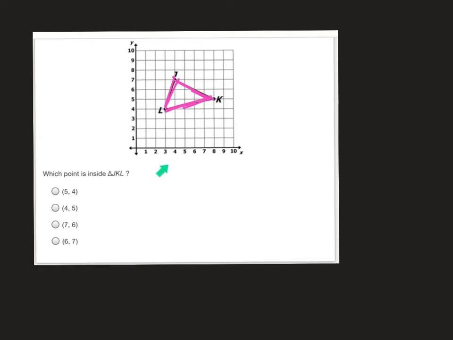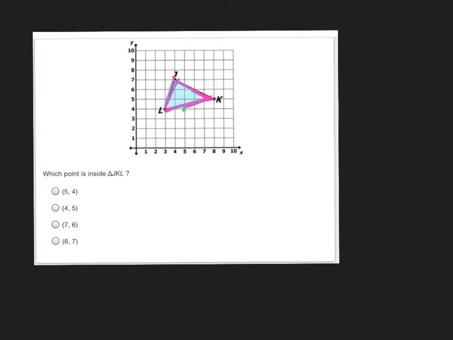So this one says 5, 4. So that means right 5, up 4. Now, it would be right here. So it's not inside the triangle. When we say inside, we literally mean inside here, okay? So if it doesn't fall inside there, it's not your answer. All right, so let's try another one.